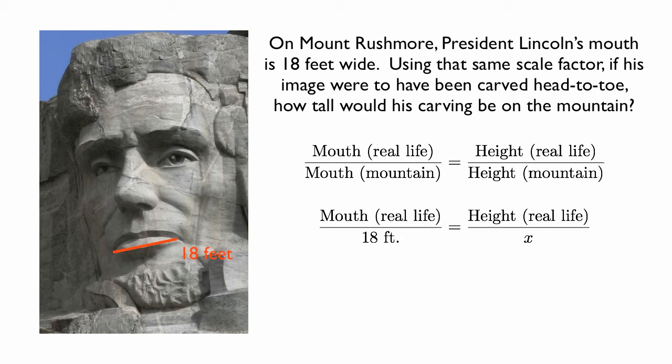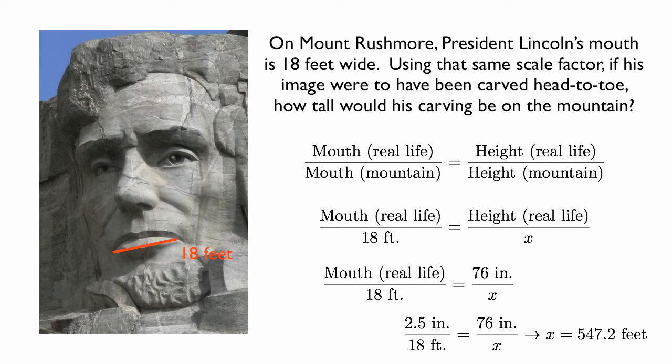Well, we know the mountain's mouth is 18 feet. We need to know the other parts. A Wikipedia search finds that Abe Lincoln's height is 76 inches. He was 6 feet 4 inches tall. And we can just ballpark how wide his mouth would be. If you think about how wide your mouth might be, maybe it's, let's say, 2.5 inches. If we say 2.5 inches, then the height of Abe Lincoln, were he to be carved head to toe on the mountain, would be 547.2 feet. That's a tenth of a mile tall.